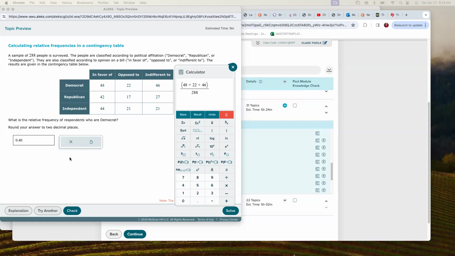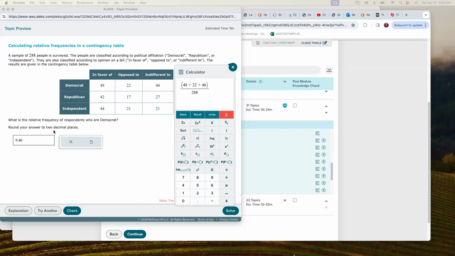And this one's pretty simple here. It just says, what is the relative frequency of respondents who are Democrat? In other words, it evolves down to this question: if it's not stated in terms of probability, what's the probability of selecting one of these 288 people that are Democrat? We would just take the number of Democrats, add them up, and then divide by the total number of people, if they had equal likelihood of being selected, and that would be that probability, which turns out to be about 0.4 here.